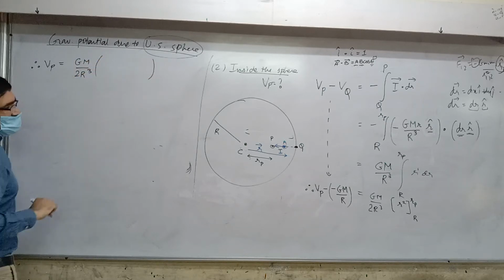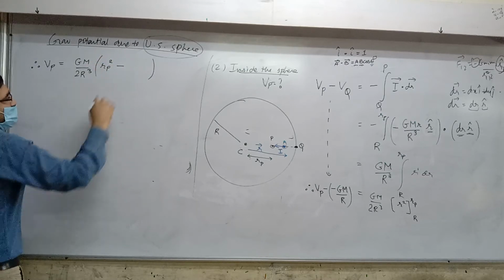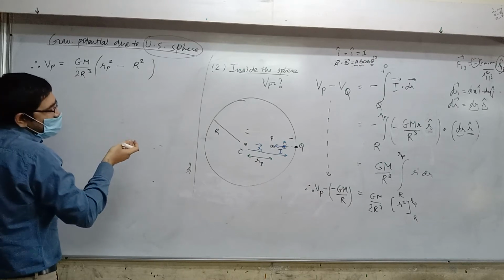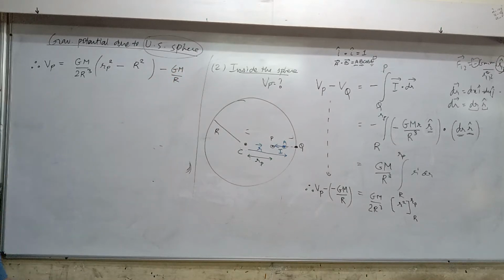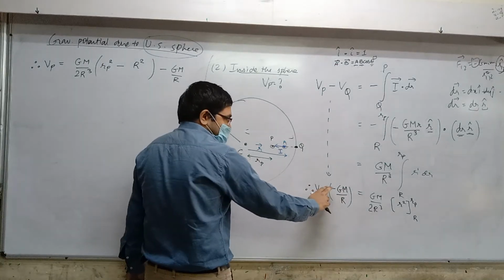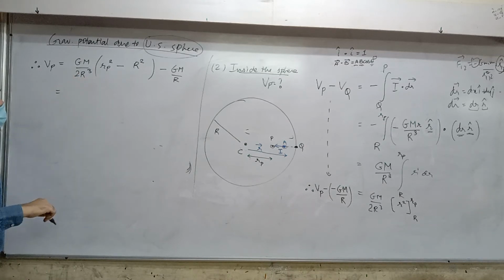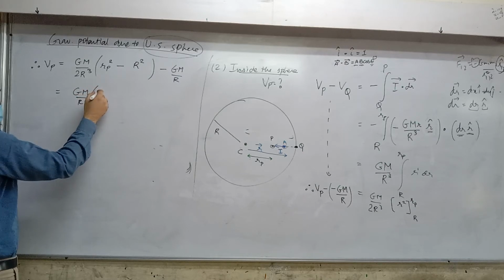Now first of all, what do we put for the upper limit? What should I write now? RP square minus capital R square. Okay, and then minus GM by R. Alright? Okay or not okay? This is my math class. If you put it on that side, it will be minus. Okay, what's common now? GM by R is common. What should I write in this?